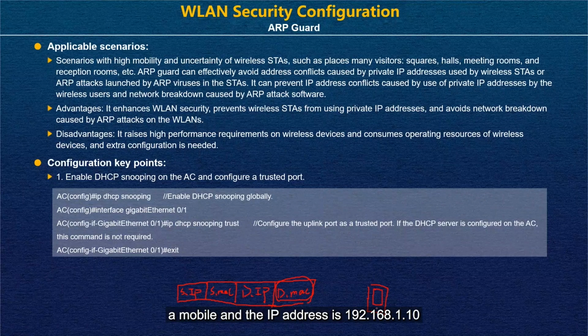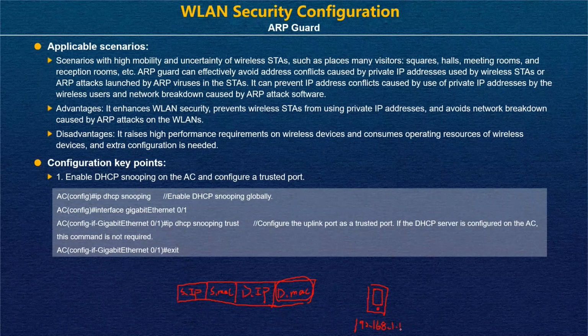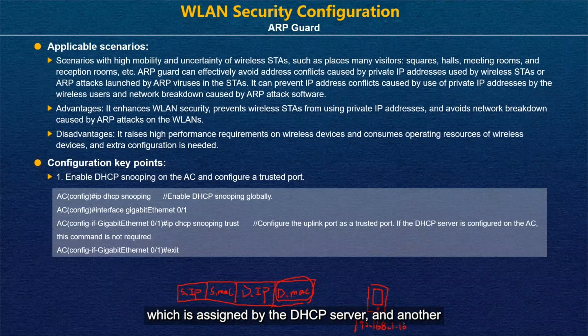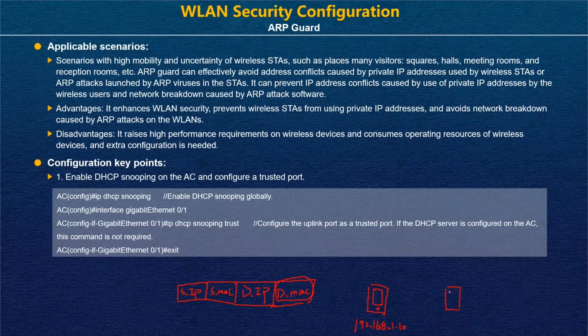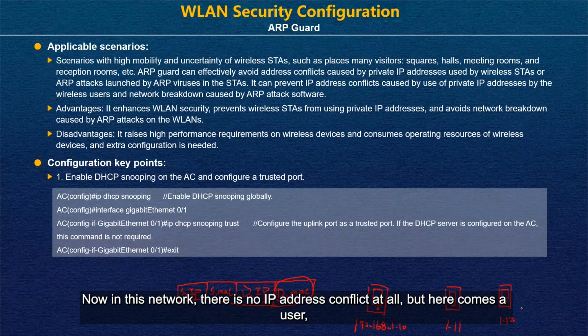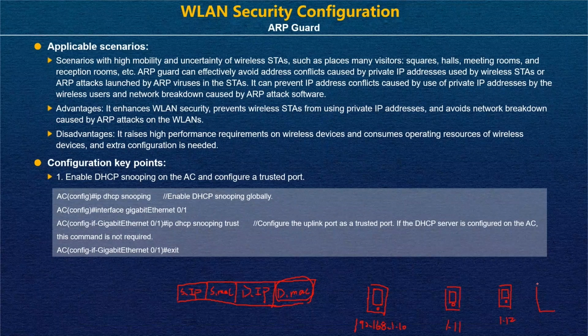But if some of them have manually changed their IP address, for example, now this is a mobile, right? This is a mobile, and the IP address is 192.168.1.10, which is assigned by the DHCP server. And another is maybe 1.11. And here, this is 1.12. Okay. Now, in this network, there's no IP address conflict at all, but here comes a user.